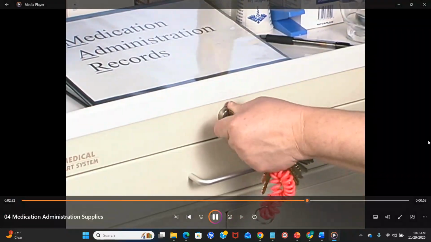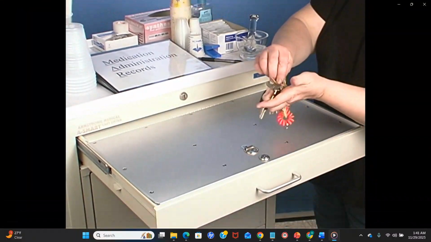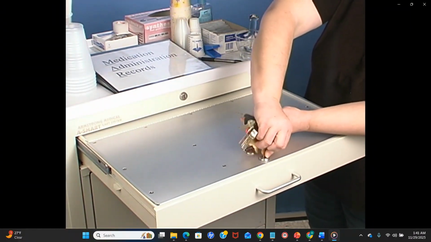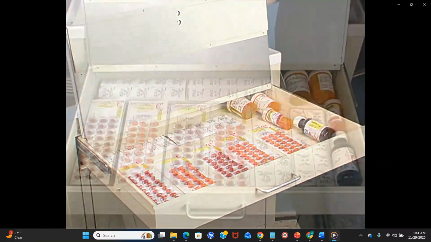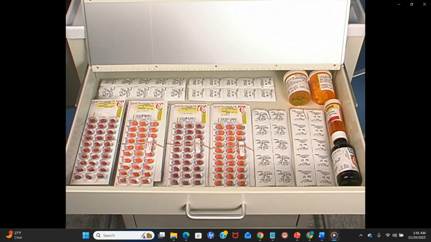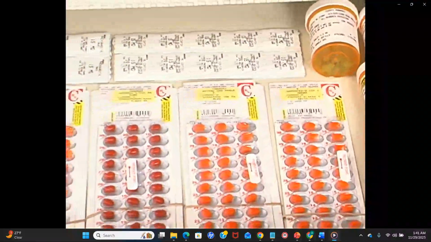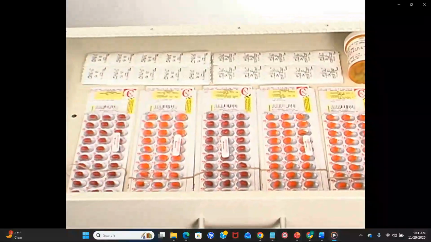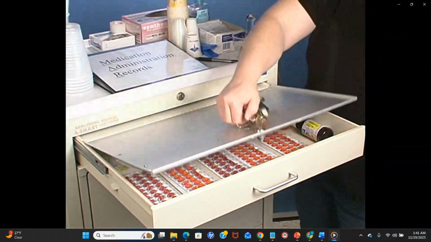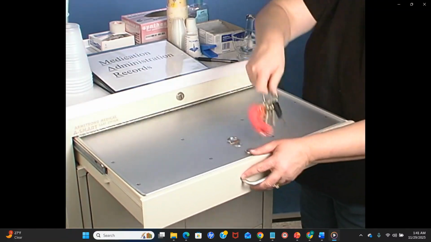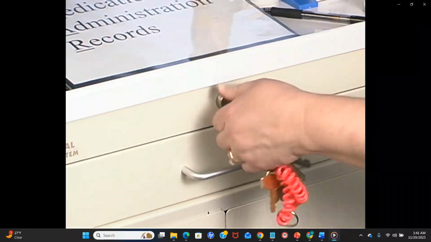Controlled medications are kept in a separate locked portion of the cart. This provides a double lock system to protect the controlled medications from tampering and theft. While you are working as a medication aide, you are responsible for all the medications in the cart. You must be extremely careful about the security of the cart. This means never giving the keys to any unauthorized persons and locking the cart each time you leave it. Remember, you will be held responsible for any missing medication.